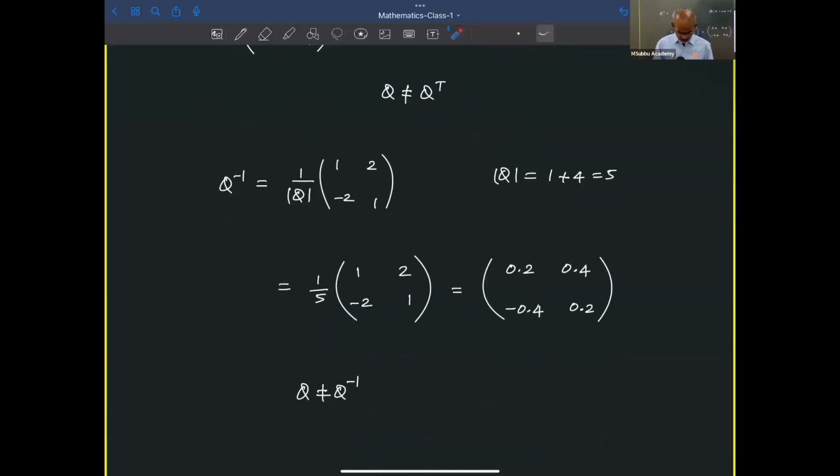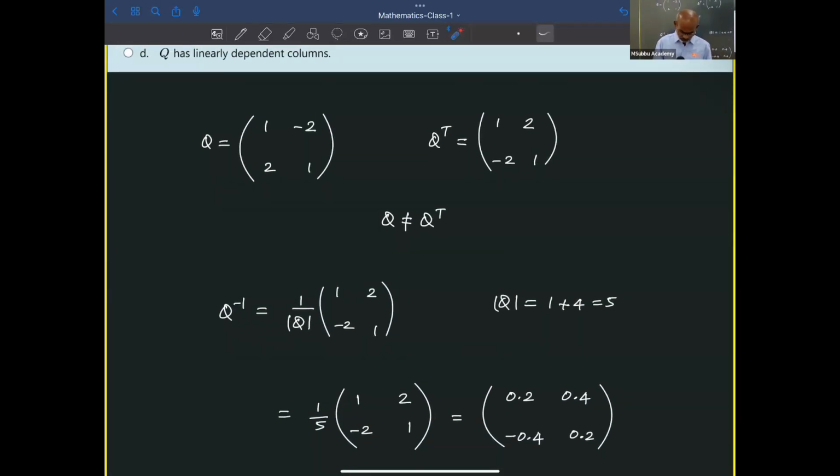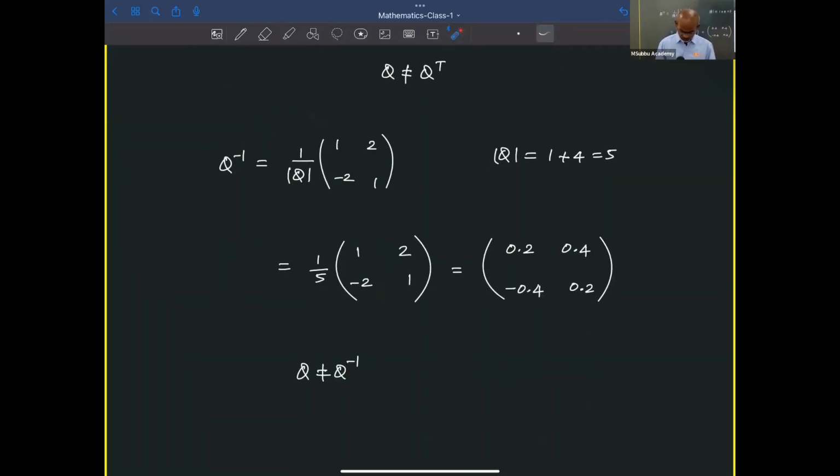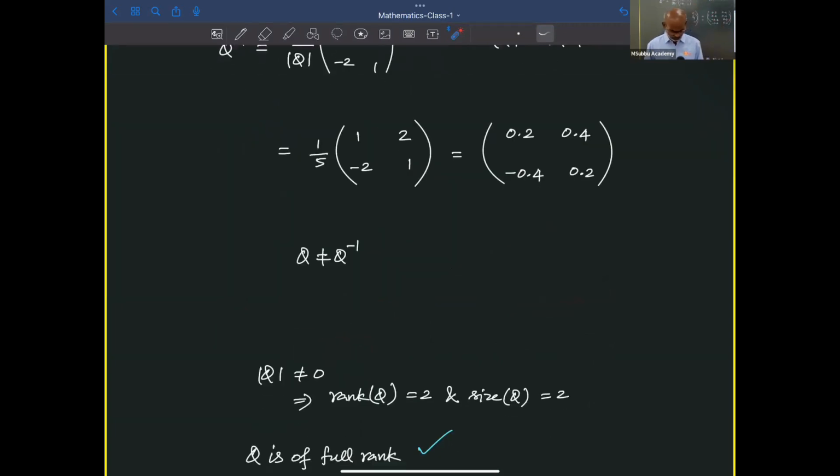That also we can get for that. What is Q inverse? Whatever the given matrix, take the determinant and make the adjoint matrix. For that, simply swap the entries and change the signs. So this -2 will be +2 and this will be minus, whereas these two elements are the same. So by that way we have this inverse, and this Q and Q inverse are not the same.